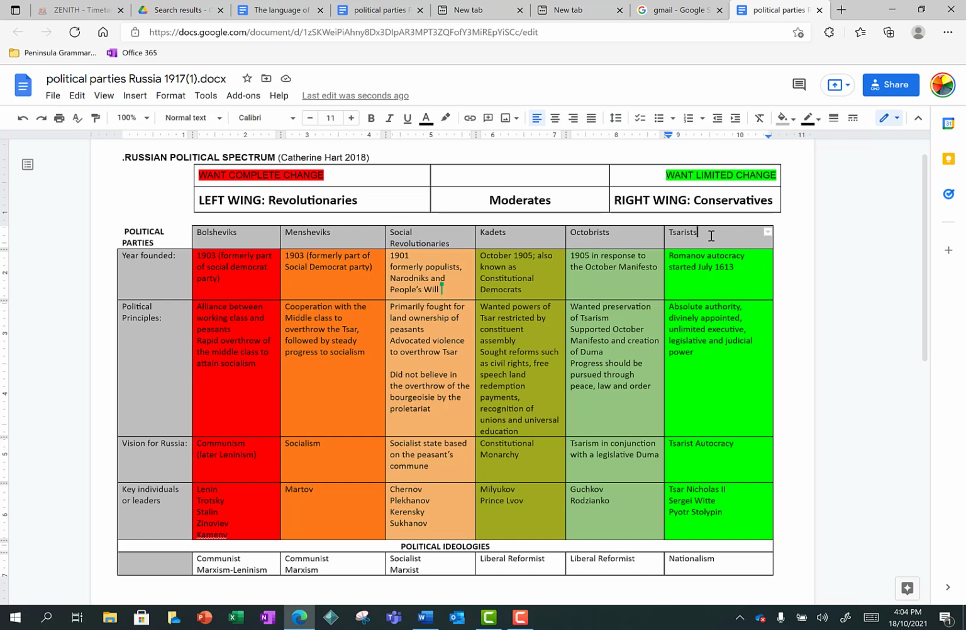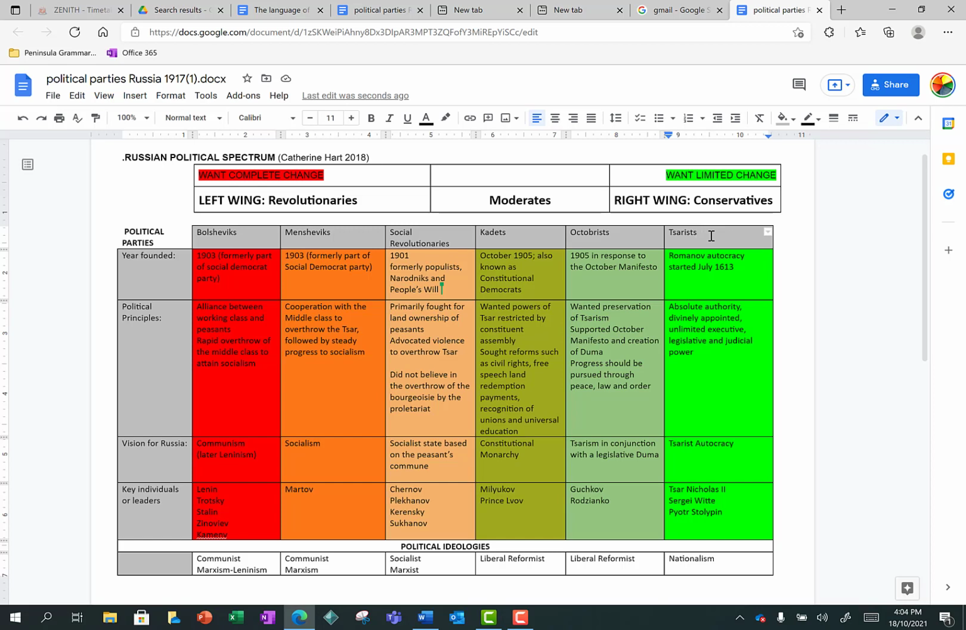Now, we've been talking about the Tsar and about what he does. He offers reform sometimes, and sometimes he offers repression. The October Manifesto was a sense of reform. And so you had these moderate parties. They want reform, but they're not asking for everything. So liberal, they want some freedom and they want reform, but they don't want the Tsar to go.